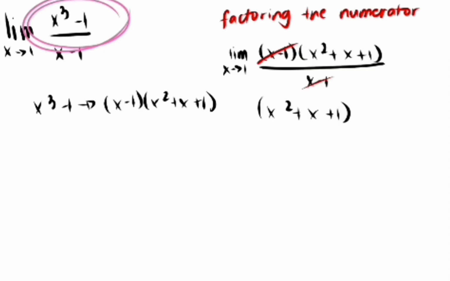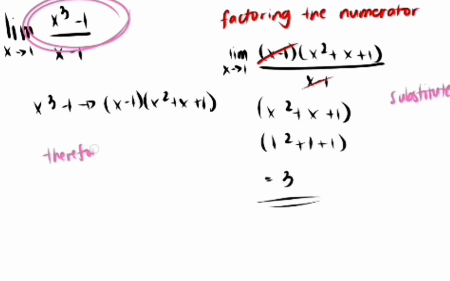This expression is continuous. So now we can substitute x equals 1. When we plug in 1, we get 1 squared plus 1 plus 1, which is equal to 3. Therefore, the limit of the given function as x approaches 1 is 3.